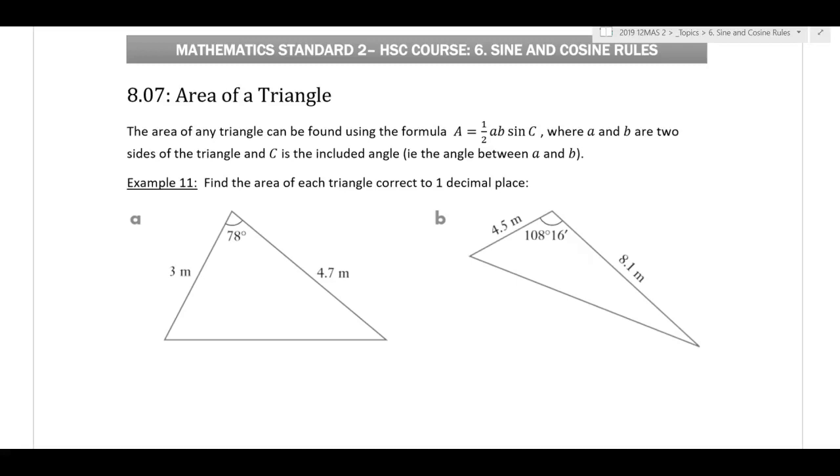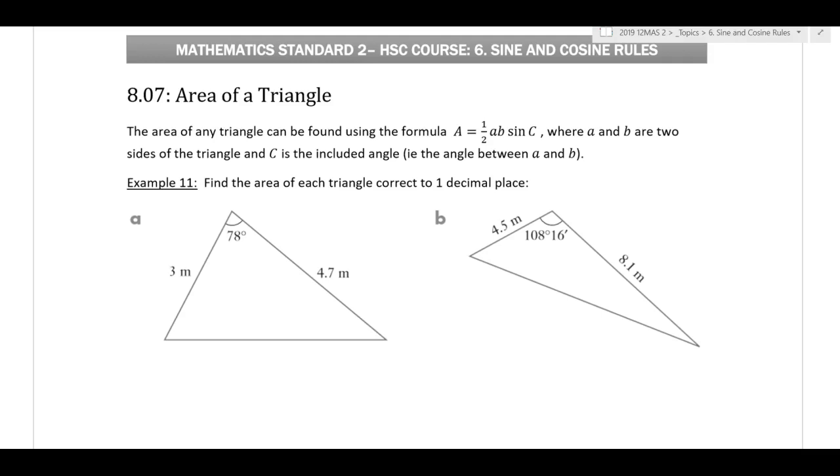Welcome to the 7th video here for our 6th topic. We're certainly moving towards the end, and we've got a nice straightforward exercise here, I think. Area of a triangle, certainly you knew this before, half the base times the perpendicular height. What if you don't have the perpendicular height?